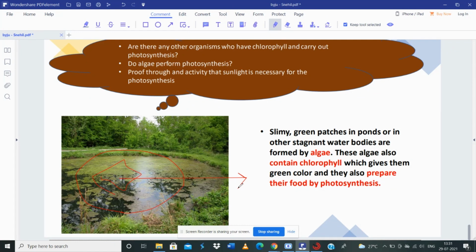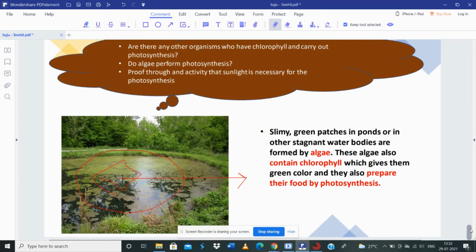Exactly, these green patches are algae. Yes, algae contain chlorophyll. That is why they appear green. And because they contain chlorophyll, they can carry out photosynthesis. They can prepare their own food.